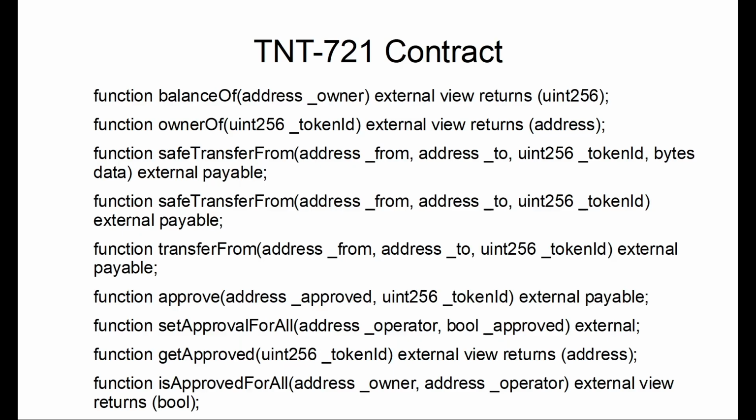So for a contract to be considered a TNT-721 contract, which is an NFT contract, it has to have these functions in it. The first function is the balance of an address, which returns how many NFTs it has. The owner of a specific token, who owns it, the address. So owner of token 1 returns an address. The safe transfer from, approve, set approval for all, get approval, and get approval for all. So basically, you need to be able to transfer an NFT and get a balance of and get the owner of. And then these other functions have to be in there for it to be considered a 721 contract.